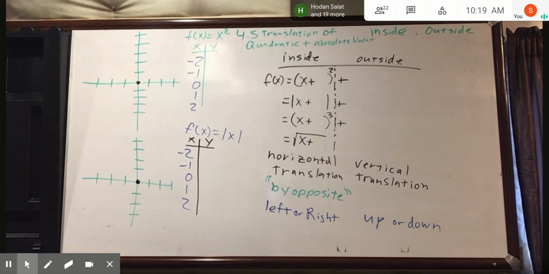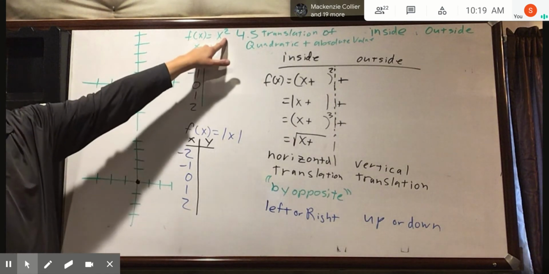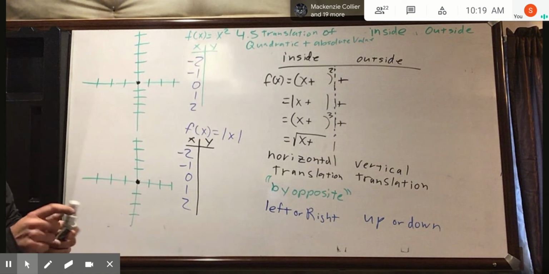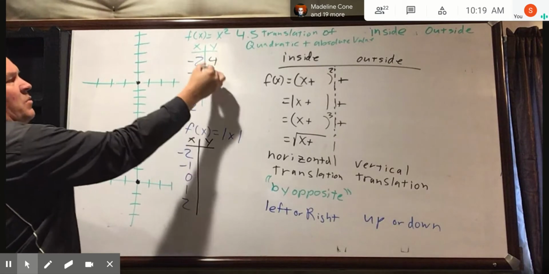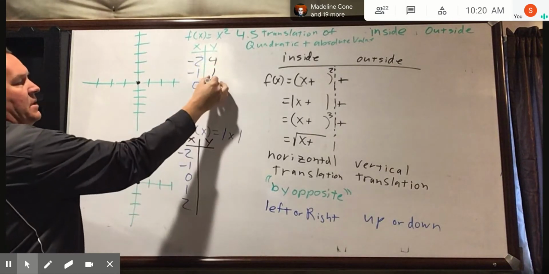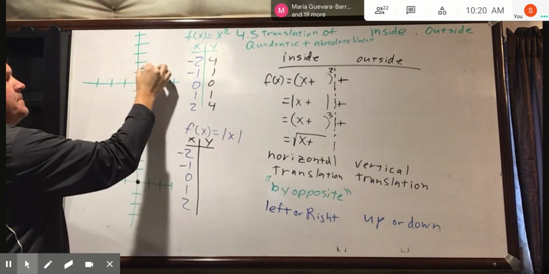All right, so some of you guys have been with me for a few minutes now. So once again, when I go to square a number, I times it by itself. So x squared, -2 squared, -2 times -2 is a positive 4. -1 times -1 is a positive 1. 0 times 0 is 0. 1 times 1 is 1. 2 times 2 is 4.